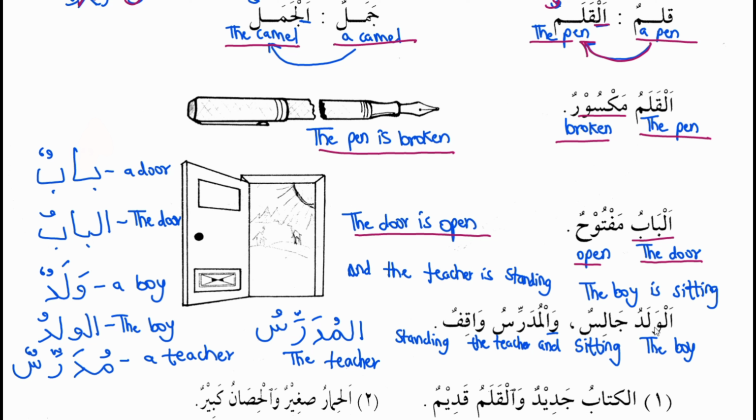And last here, Al-waladu jalisun wal mudarrisu waqifun. Al-waladu means the boy, jalisun means sitting. Final translation is the boy is sitting. Wal mudarrisu waqifun. Wa means and. Al-mudarrisu means the teacher, and waqifun means standing. Final translation is and the teacher is standing.